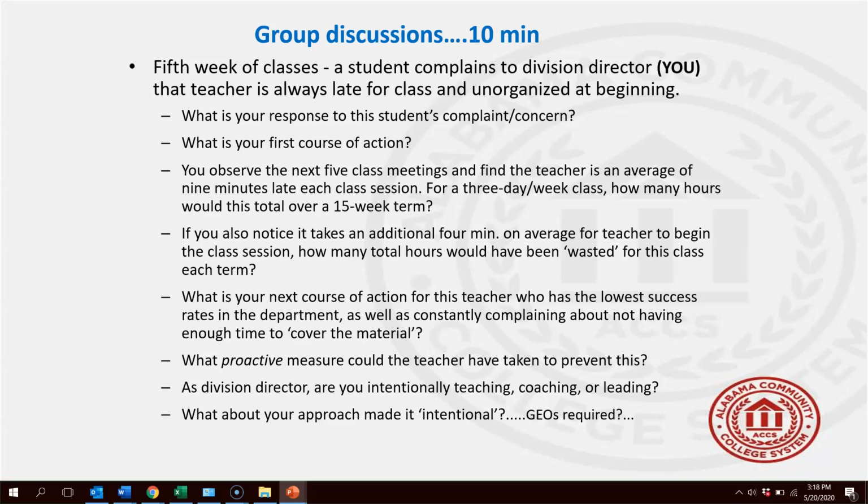I mean, you just watch outside the door. I had this arise one time, and that was the response. I just kind of noted about 5 or 6 class meetings and found the teacher was about an average of 9 minutes late every day. Every day I looked at it. Now, this was a 3-day-a-week class. So we've got to ask ourselves, how many hours would that be over a 15-week term?